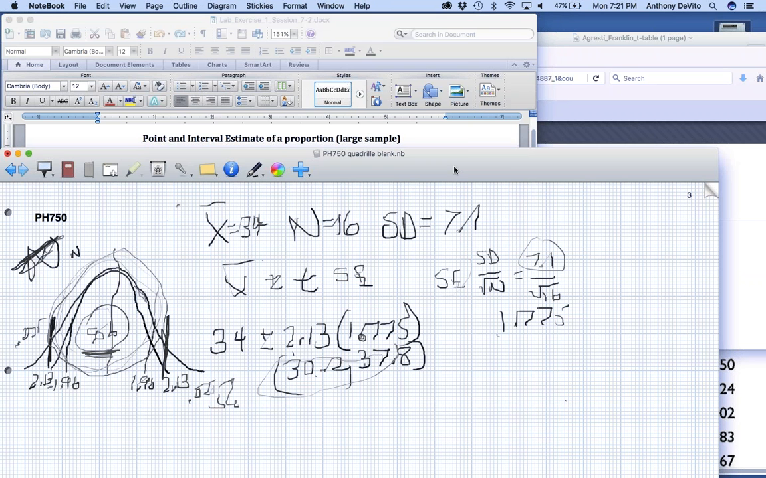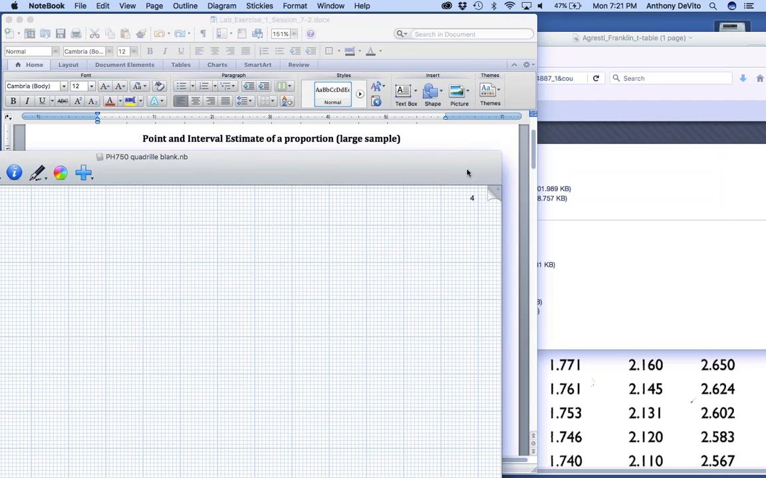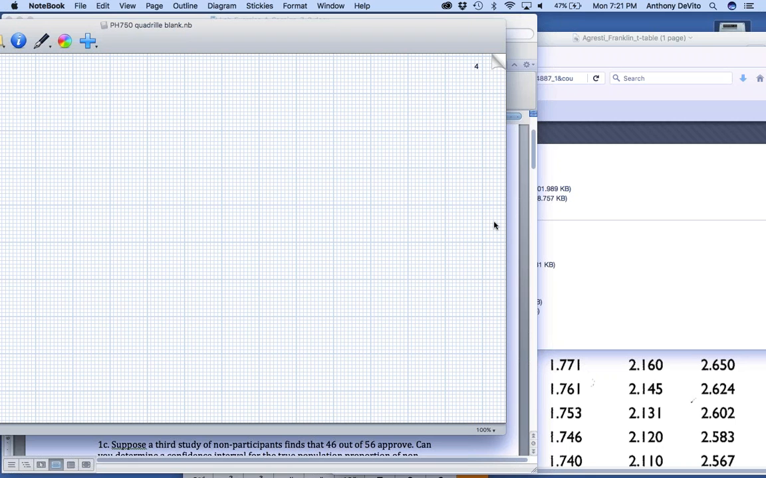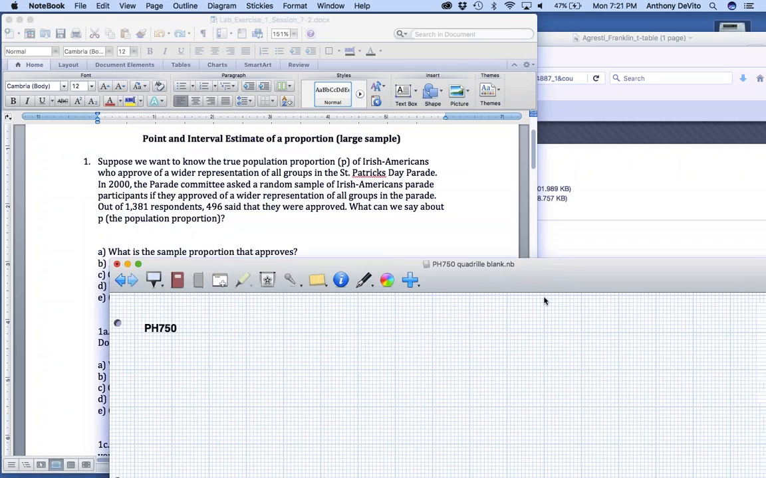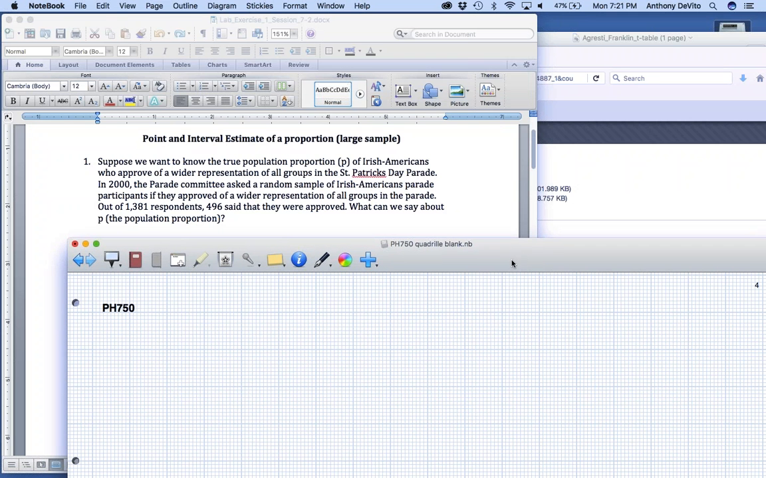Okay, so let me get a fresh piece of paper here. A fresh piece of imaginary paper, I mean. Okay, so let me work on this. Okay, what do we got here?